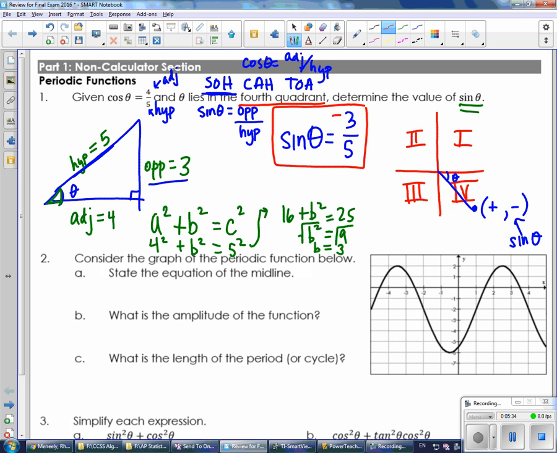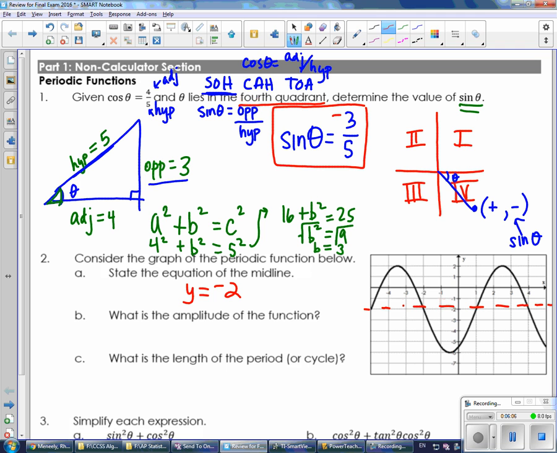In number 2, it says consider the graph of the periodic function below. It's actually to the right, but you get what I mean. And it says to state the equation of the midline. Remember, the midline is going to be that imaginary line that cuts through that graph so that the max and the min are exactly the same distance from that midline. And so I can see that that occurs when y is equal to negative 2. Since it's a horizontal line, it's going to be of the form y equals.